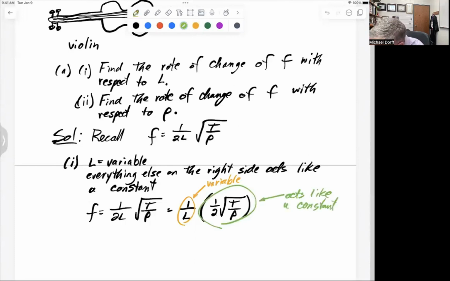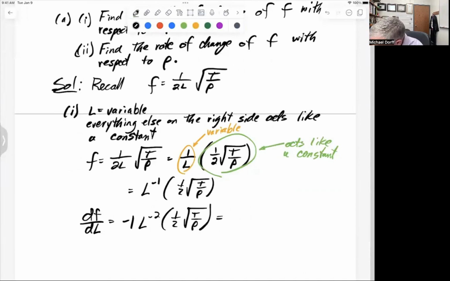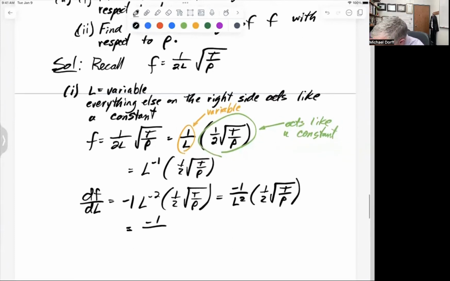Okay, and I'm going to rewrite this so that 1 over L is like L to the -1. And when I take the derivative, then df dl, I'm going to get -1 L to the -2 times what's inside the parentheses. And then I can write that as -1 over L squared, 1/2 times the square root of T over rho, like that. Now I could clean that up a little bit if you really wanted to. It doesn't make a big difference. Put the 2 out front, which is probably the way they would have it in the back of the book. So df dl equals that.